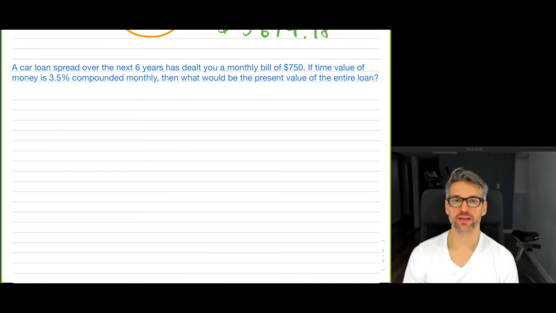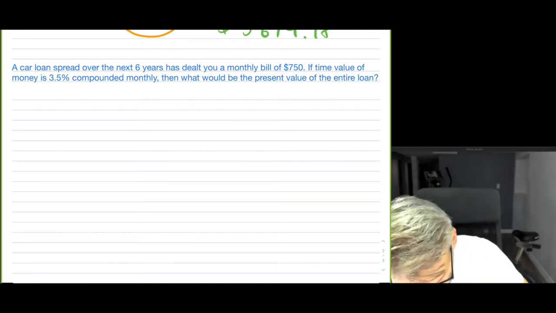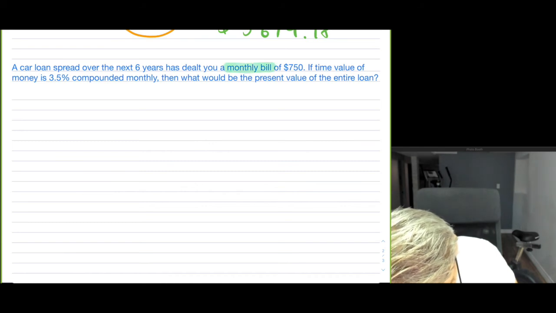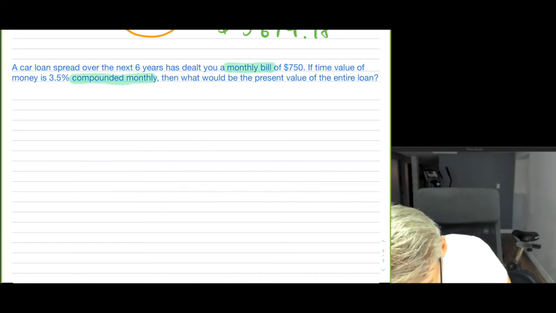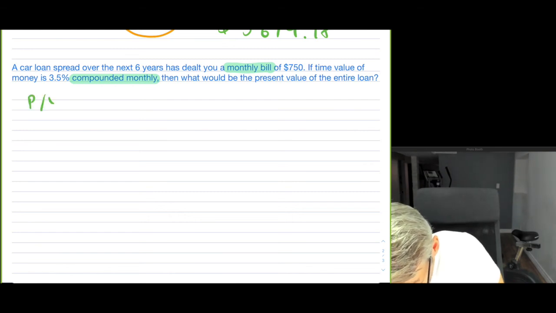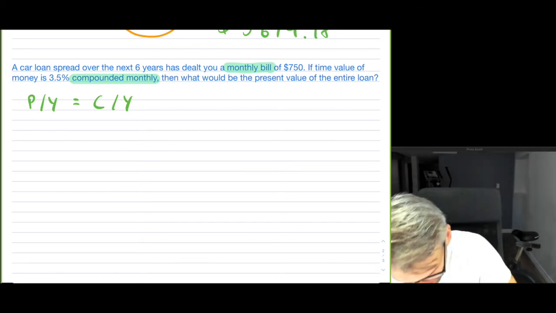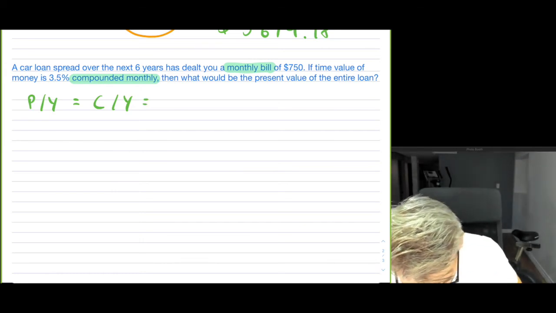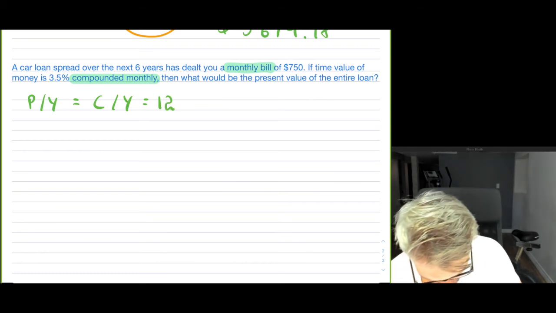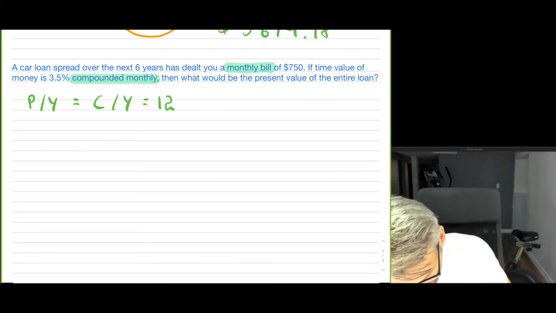Now, if the time value of money is 3.5% compounded monthly, right away I noticed that your bills are monthly and you're compounding monthly. That's one of the first things you want to check: make sure these two are the same if it's an ordinary simple annuity. Now it is monthly, so this would be 12. Let's take a look.